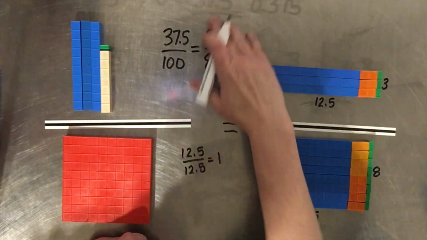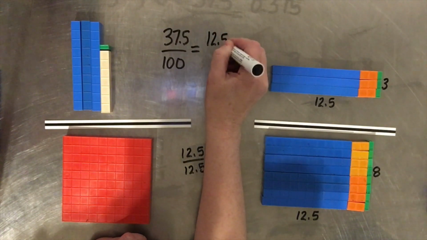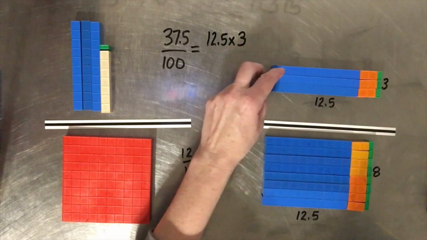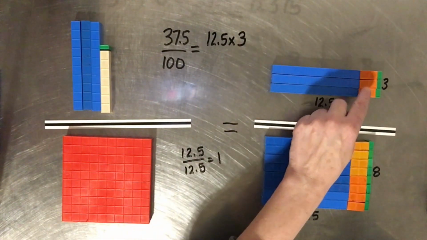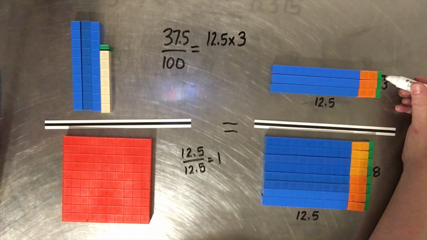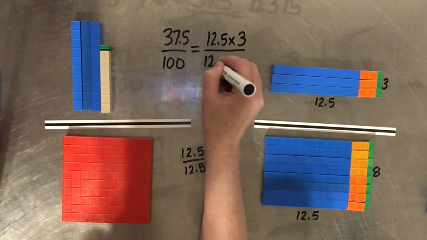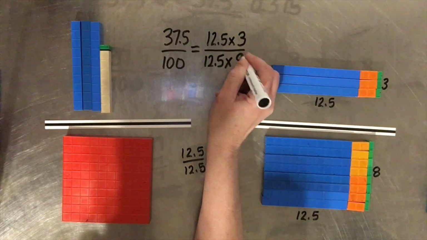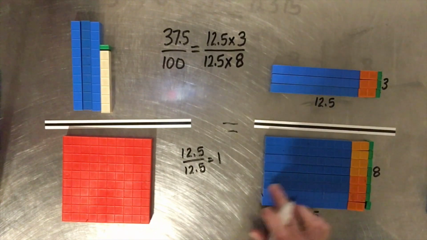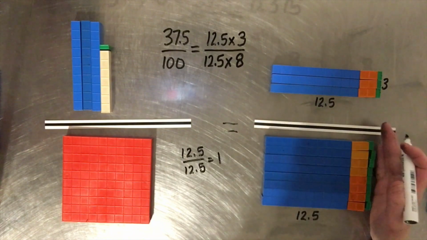So what we end up with here is 12.5 times 3, which is still the same as 37.5. Can you see? 10, 20, 30, 32, 34, 36, 36.5, 37, 37.5. And then we also have 12.5 times 8 on the bottom. Can you see that? There's 1 12.5, 2, 3, 4, 5, 6, 7, 8 12.5s.